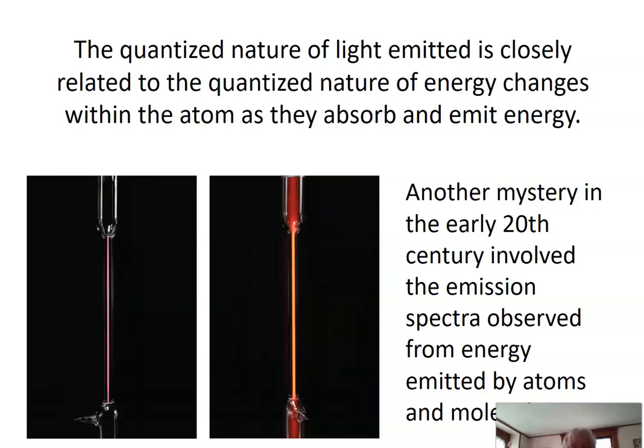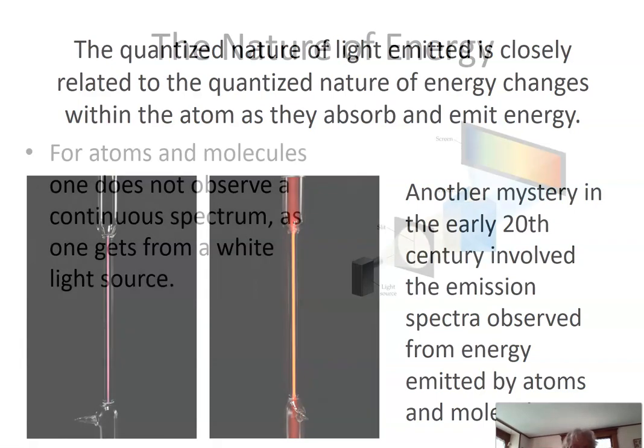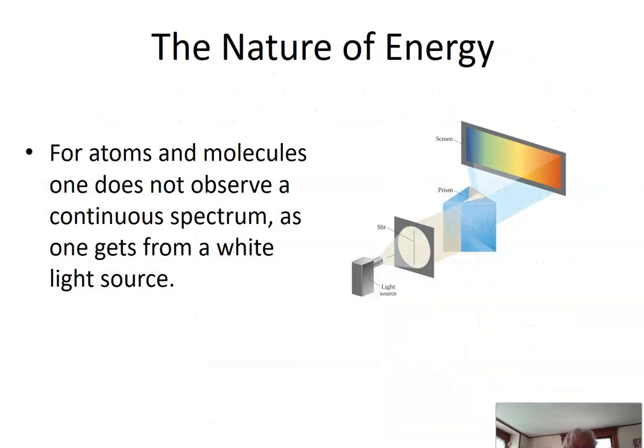But if you look at light from a single element, like the two glass tubes they're showing you here, one of them hydrogen and the other neon, you notice right away that when the gases are excited by applying an electrical current through them, the hydrogen glows pink and the neon glows orangey red. Furthermore, if I take that light and pass it through a prism, I don't see the nice continuous spectrum that I saw for white light.